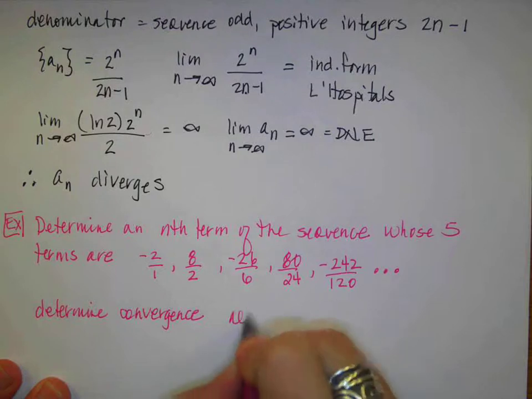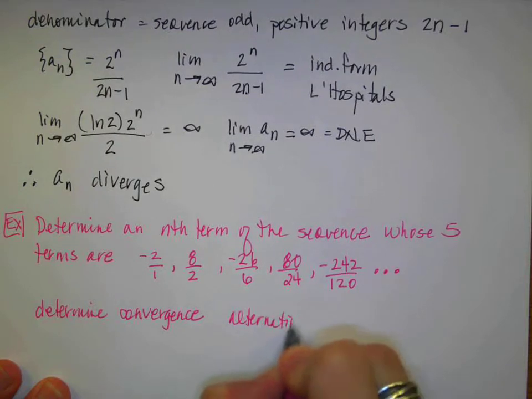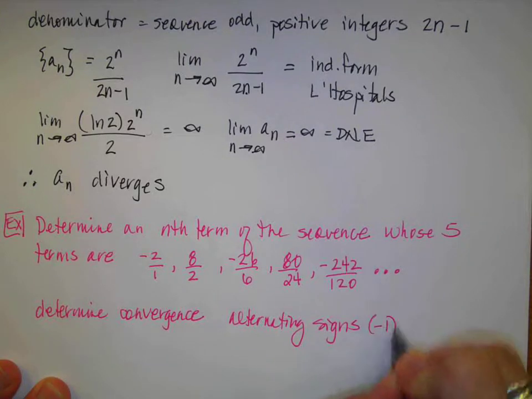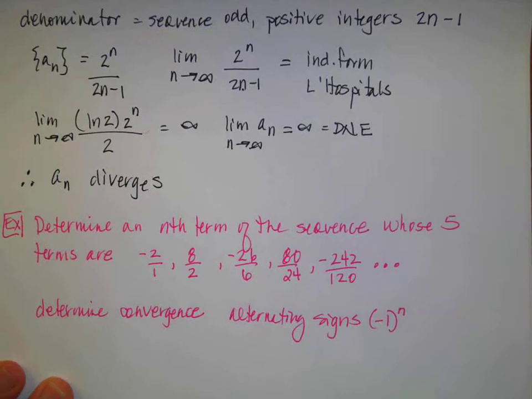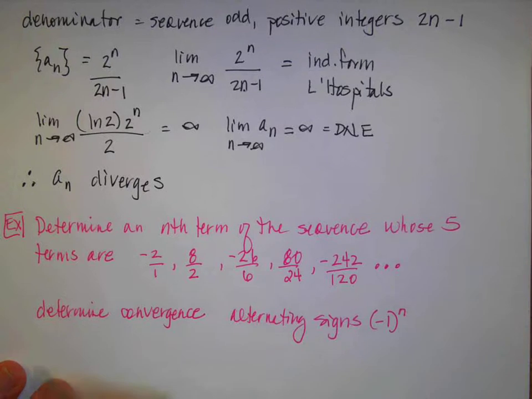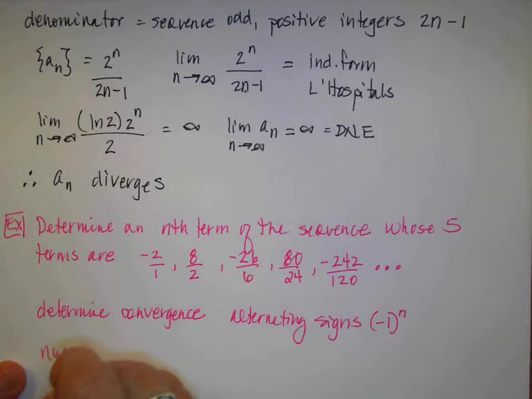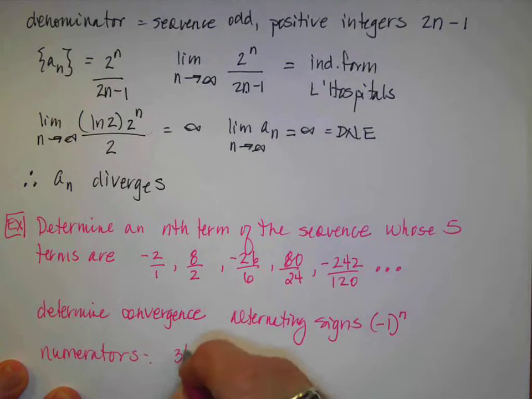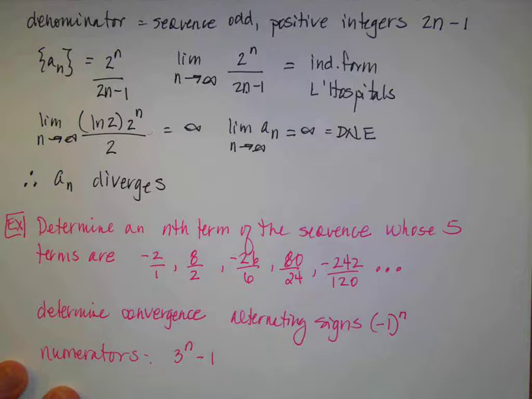So if my signs are alternating, I can manage that by doing a negative 1 raised to the n. If n is even, the signs are going to be positive. If n is odd, then the signs are going to be negative. Well, it appears that the numerators are going to be 3 raised to the n minus 1. And this would be a stretch for me. I would have to work hard to come up with this.